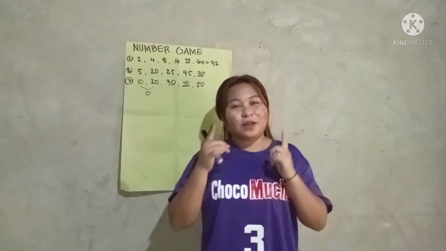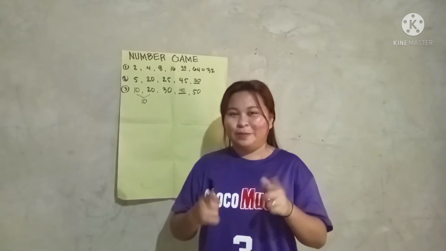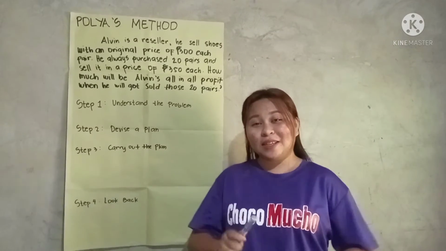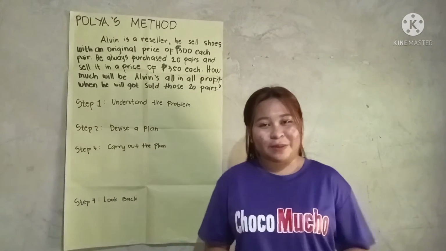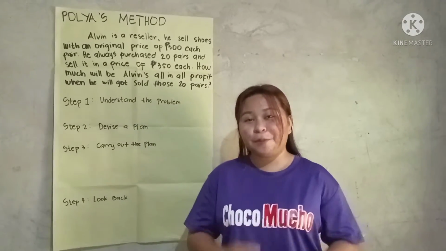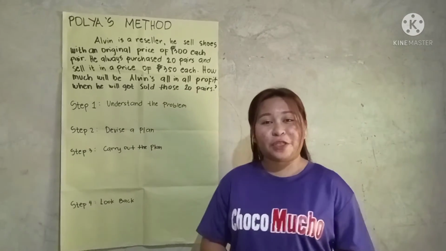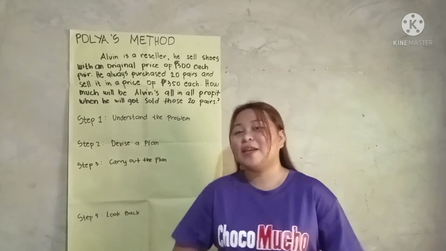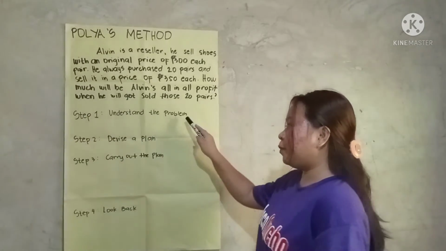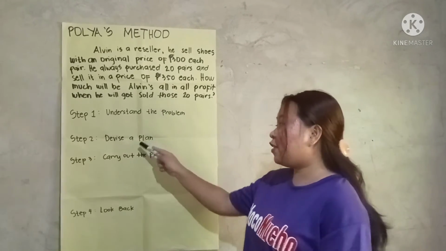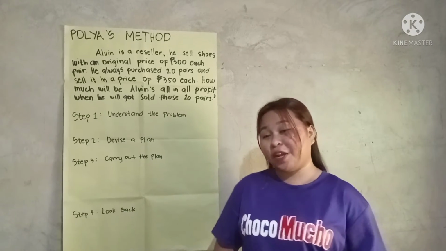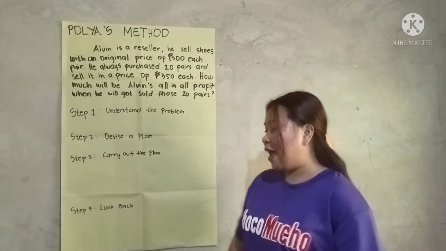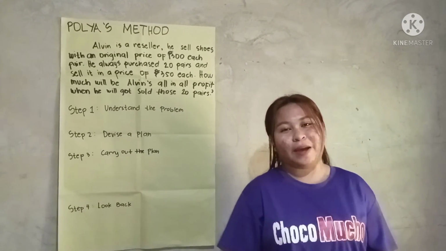So, next, we're going to solve a problem. So now, let's try to solve a problem using the Polya method. Polya's method has 4 steps. Step 1, understand the problem. Step 2, devise a plan. Step 3, carry out the plan. And lastly, step 4, look back.